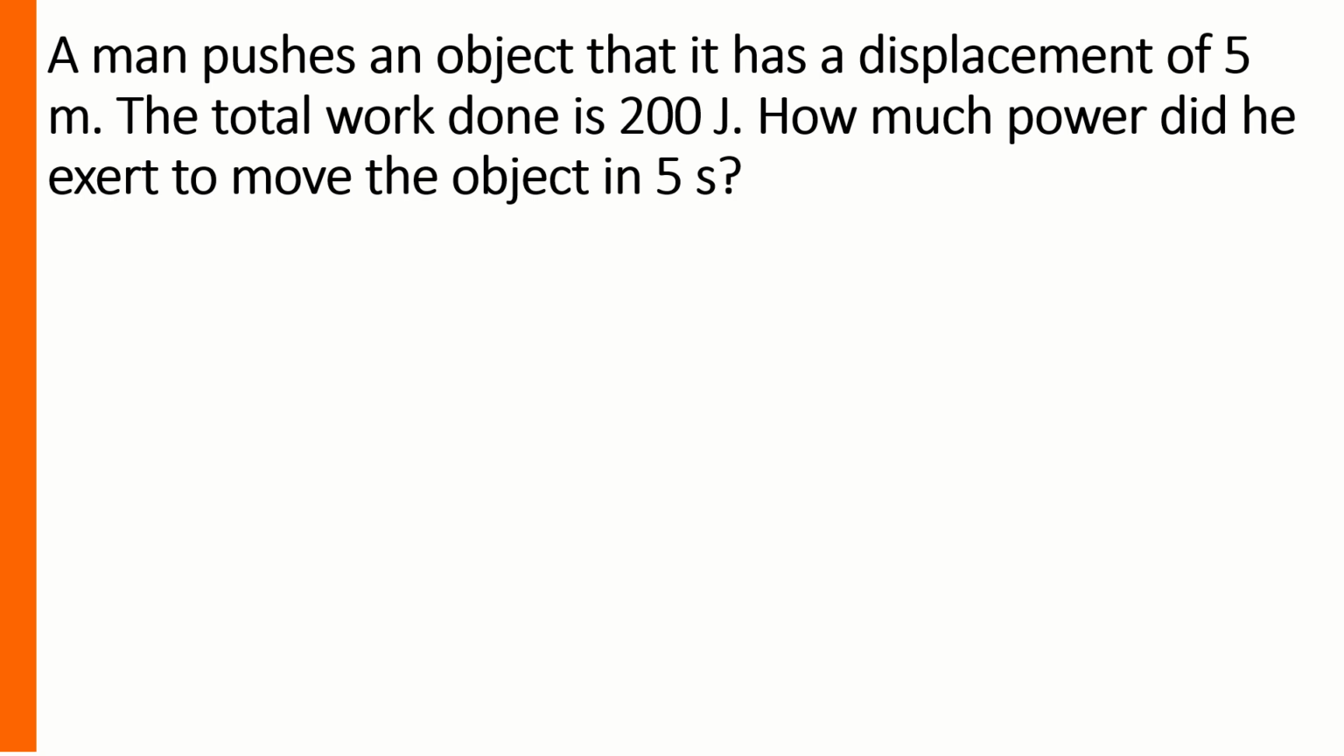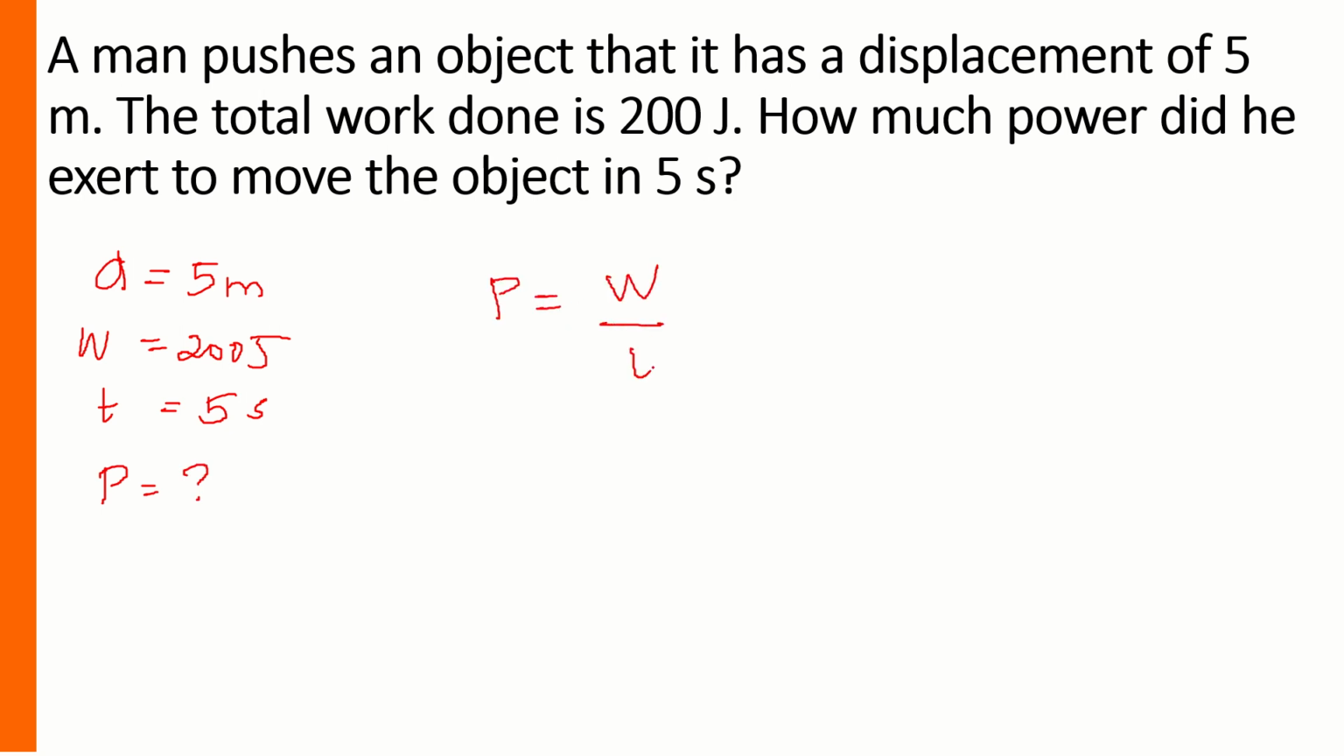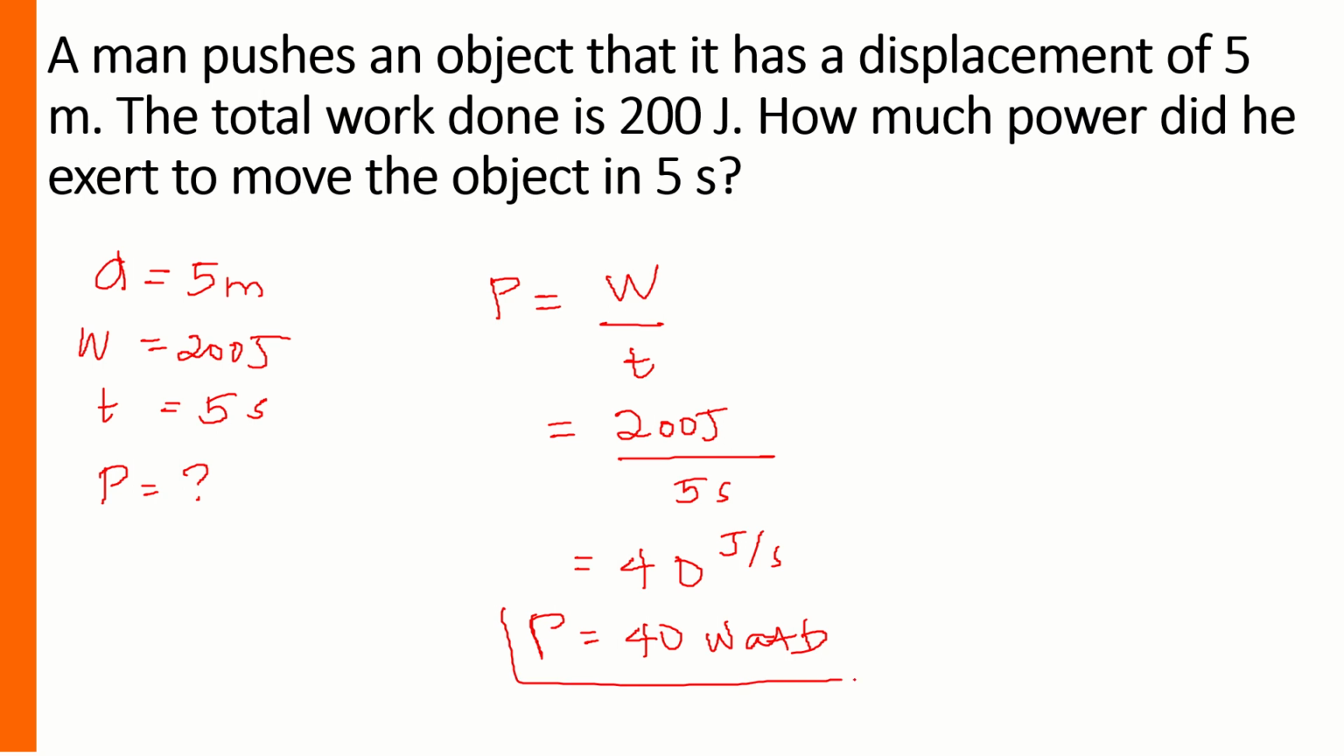In the first problem, a man pushes an object that has a displacement of 5 meters. The total work done is 200 joules. How much power did he exert to move the object in 5 seconds? What we're going to do is list down all the givens. The displacement is 5 meters. The work is 200 joules. The time is 5 seconds. Solve for the power. You know that power is just equivalent to work over time. Work is 200 joules, while your time is 5 seconds. 200 divided by 5 will give you 40 joules per second, or basically just 40 watts. Okay? So this is now your power.